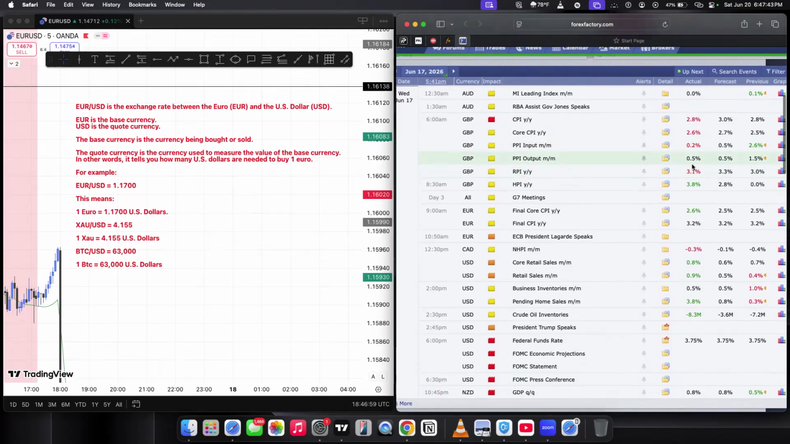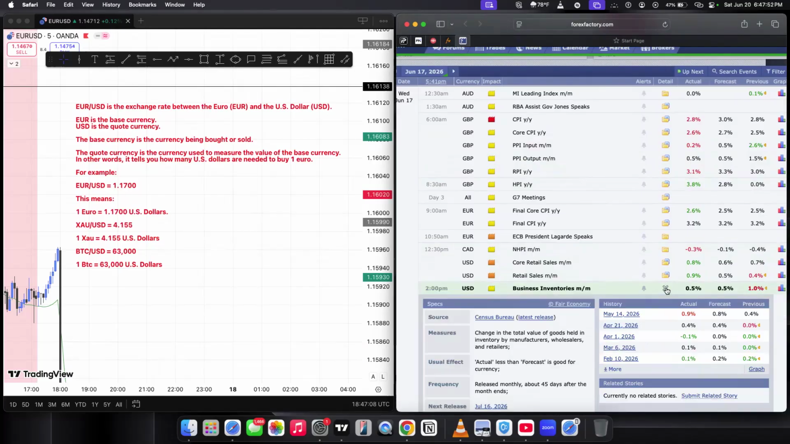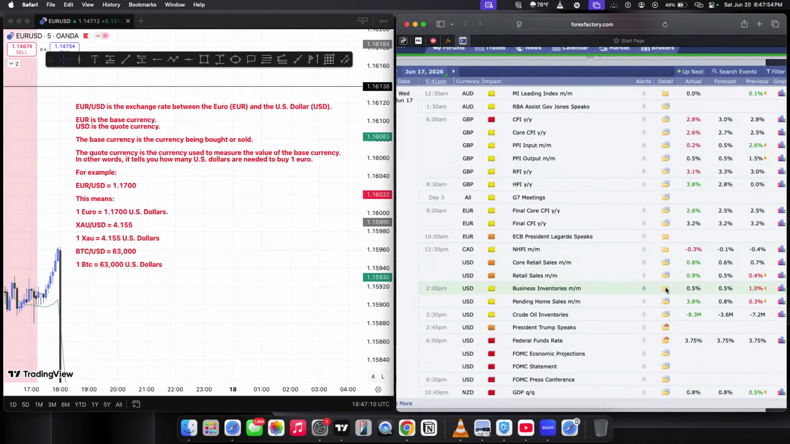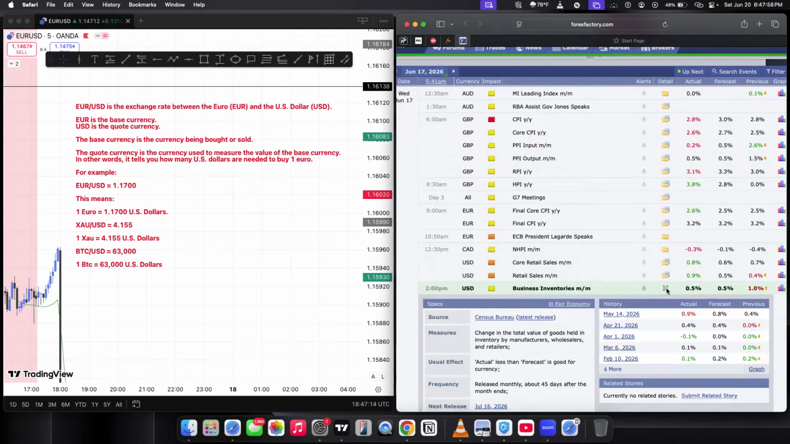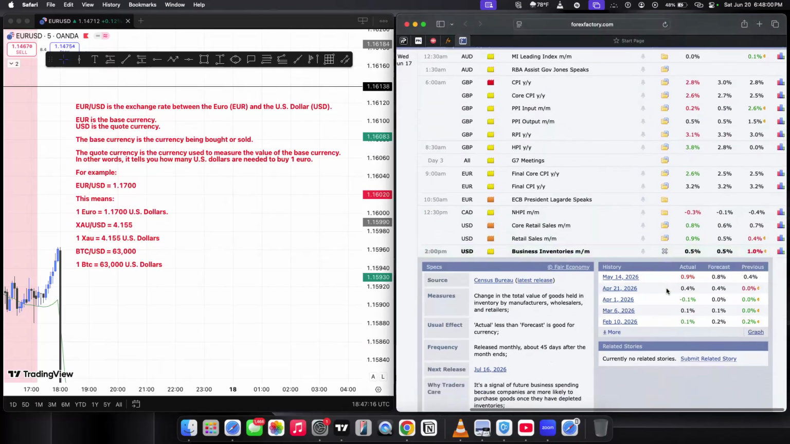Okay, so let's say I'm to trade at 2 p.m. and there's news at 2 p.m. When you come to the news, you click on the folder, and the very important section you want to look at is the usual effect. Looking at this usual effect, you can see it's written: actual less than forecast is good for currency. The news is for the US dollar.